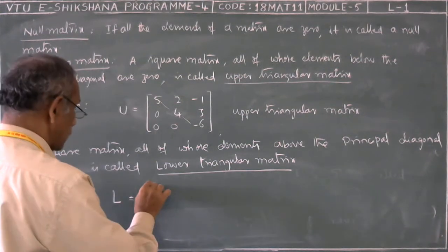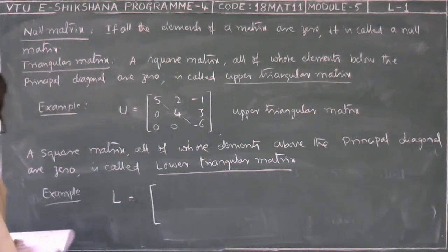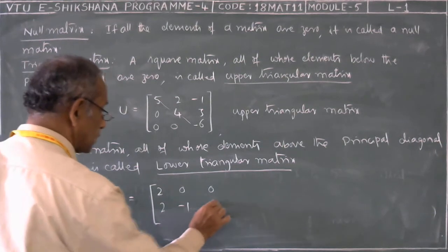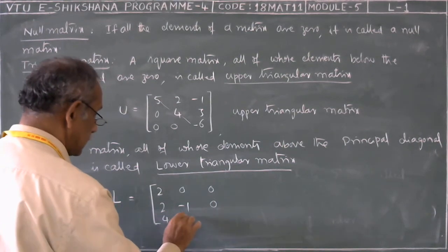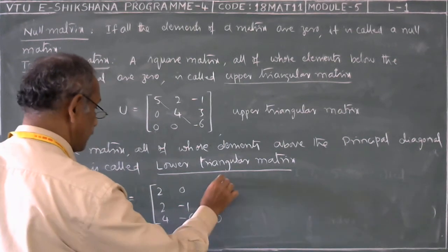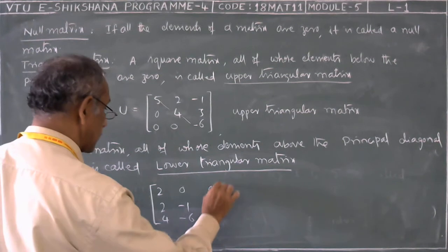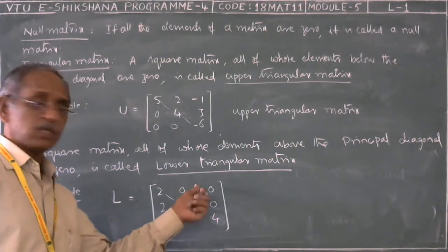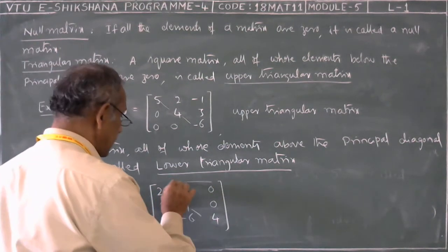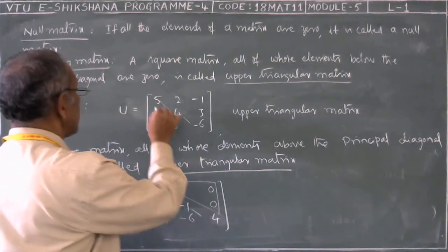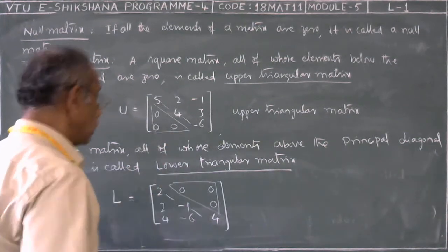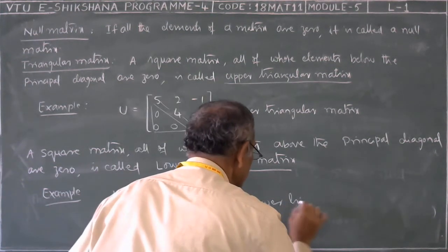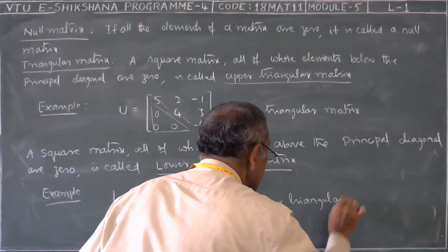L is equal to (2, 0, 0), (2, -1, 0), (4, -6, 0). Okay. So this is the principal diagonal. All the elements above the principal diagonal are 0. So we say this is the lower triangular matrix.